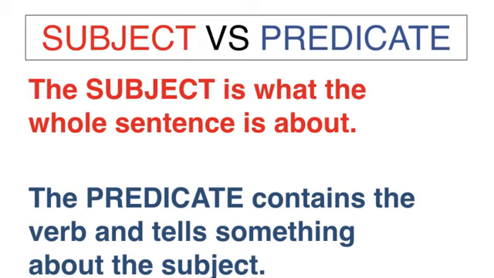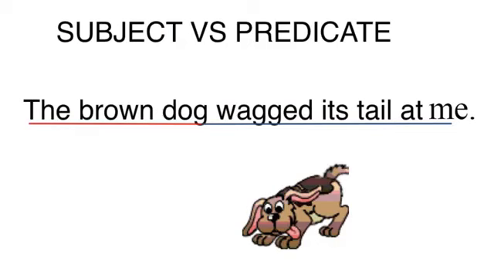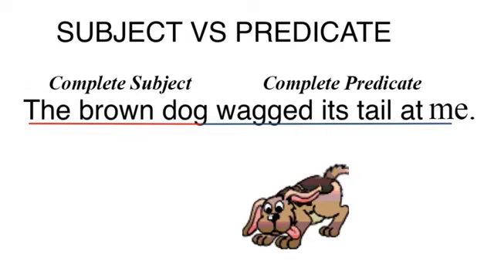So let me show you now. Let's take a simple sentence. The brown dog wagged its tail at me. Ask yourself, what is this whole sentence about? The sentence is all about the brown dog. If the sentence is about the brown dog, then that is the complete subject. Now, tell me something about the brown dog. The brown dog wagged its tail at me. That part is the predicate. The complete predicate is wagged its tail at me.